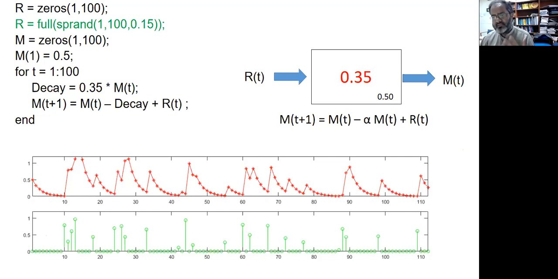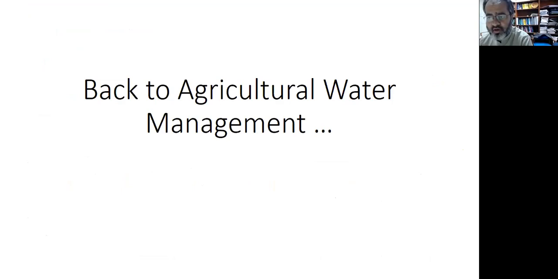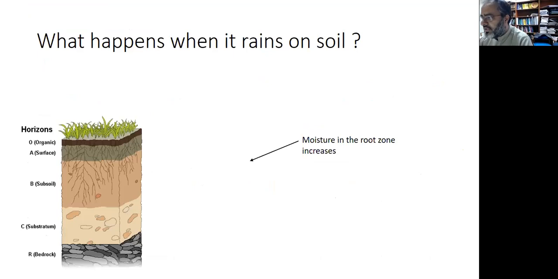Now back to agricultural water management. All this that we have just done, signals and systems and philosophy and who knows what else, what does it have to do with agriculture? Okay, so this is something that we'll see now. We'll start with very simple things. I mean, agriculture is something that people have been doing for 10,000 years. That was the AI of that time. The first intellectual revolution was exactly this.